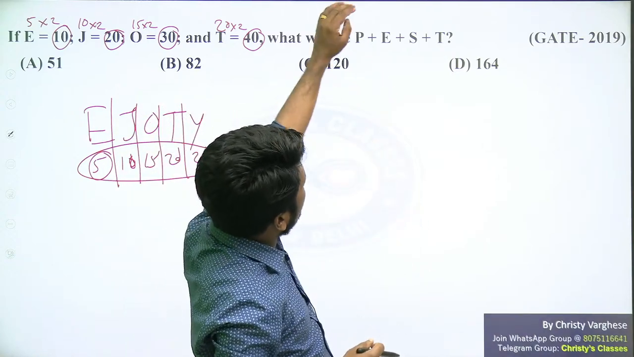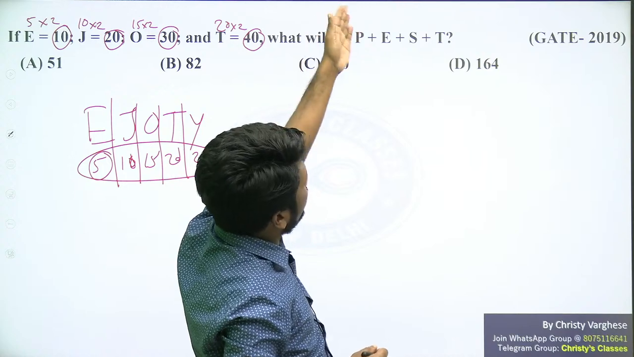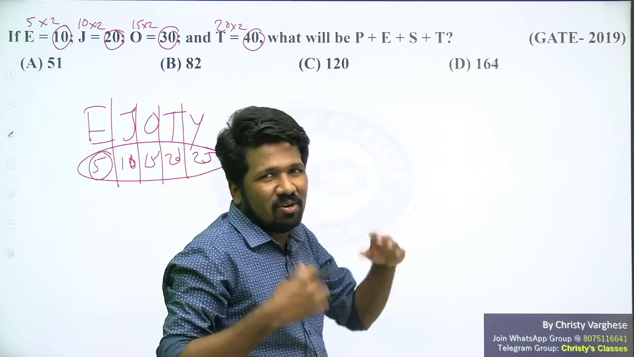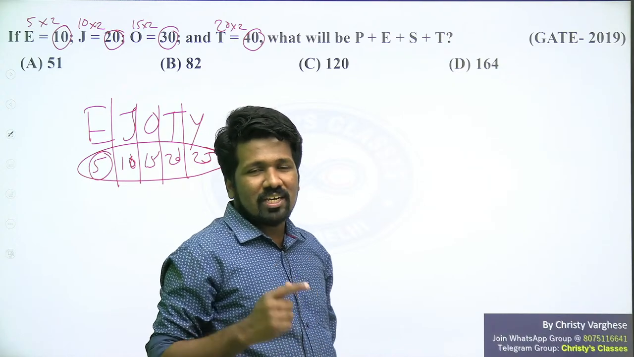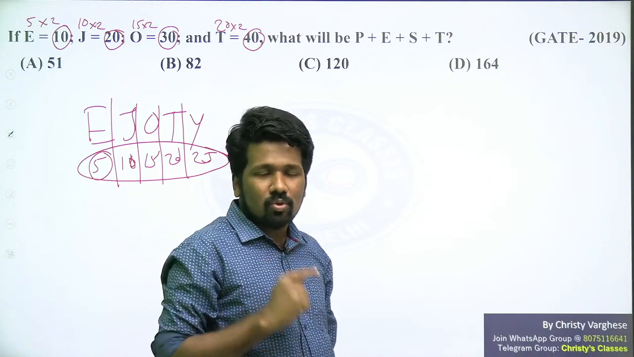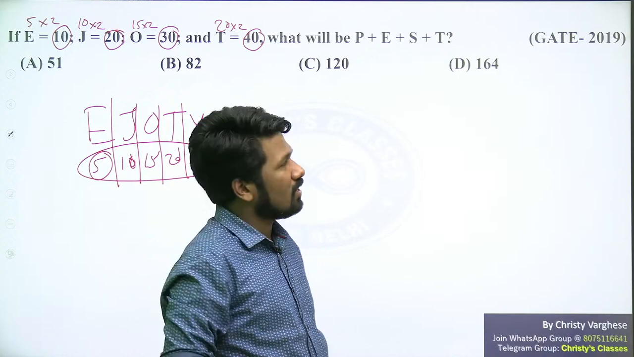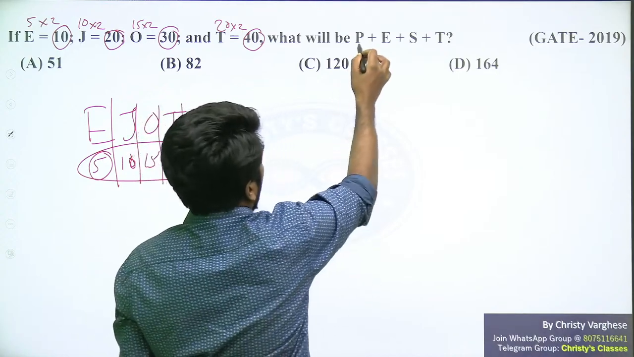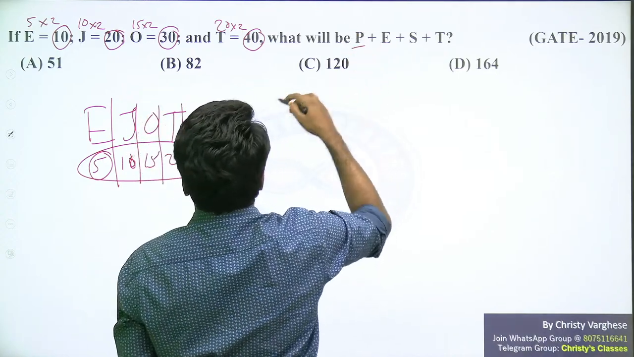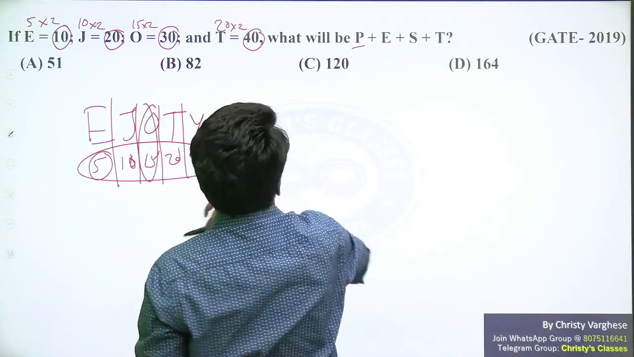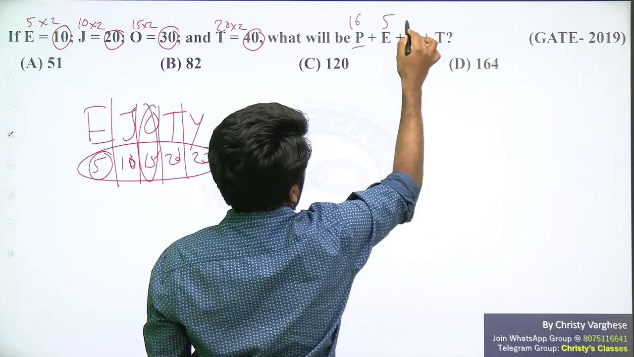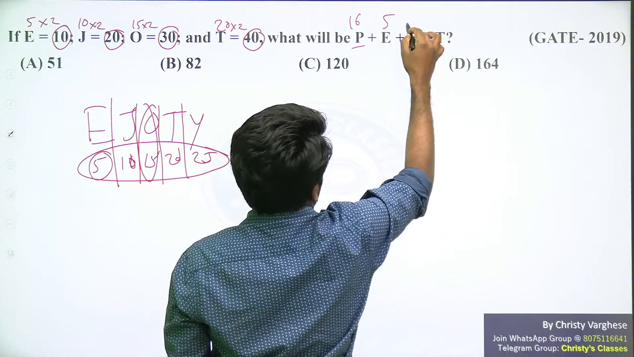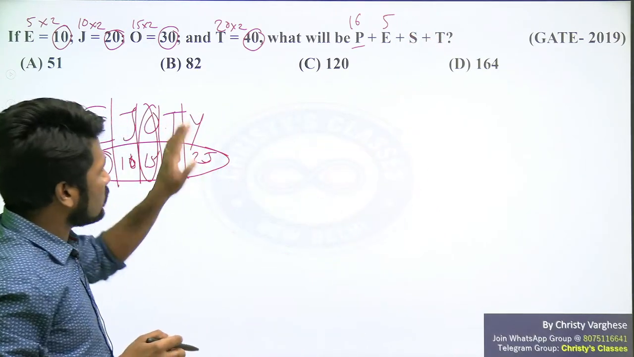Either you can find the position and double it and add, or add it and double. Both do not make any difference. 2 times x plus 2 times y is the same as 2 times (x plus y). So that is up to you, whichever way. So O is the 15th letter if you know, P is the 16th letter, na? E is the 5th letter in the English alphabet. S is, ST, it is T is 20. So ST.